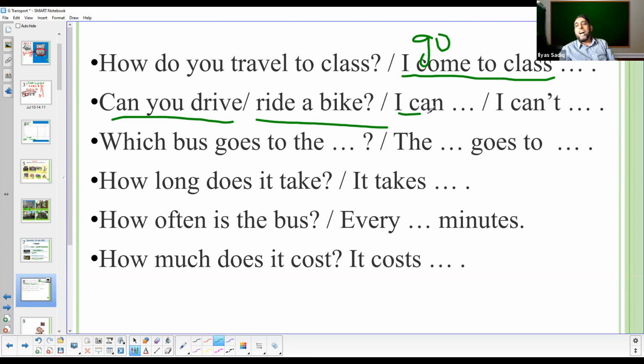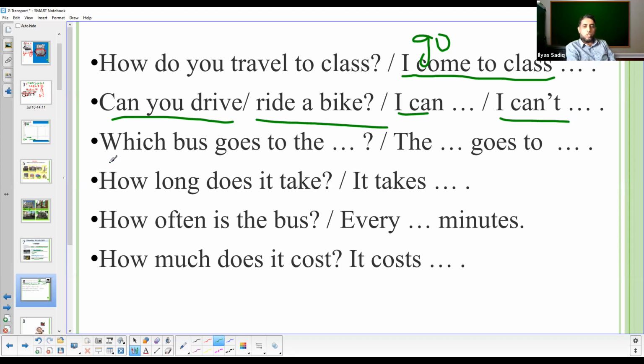So I can or I can't. Okay, I can't or I can't. So this is how you say, can you ride a bike? What we're learning here is, if we want to ask somebody about riding a bike, can you ride a bike or can you drive? This is how we say it. So it's all relevant to transport.